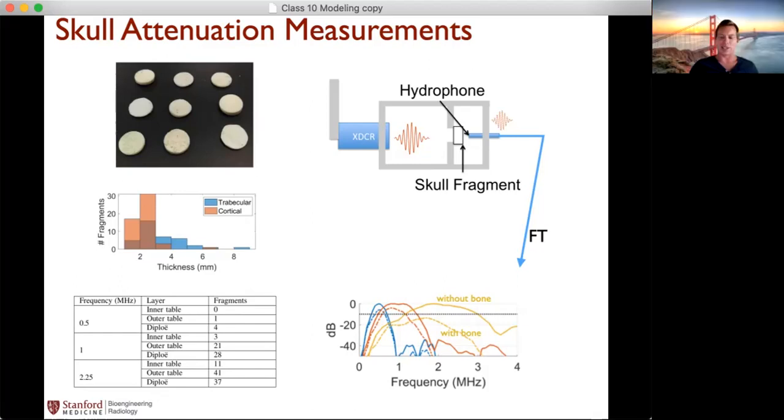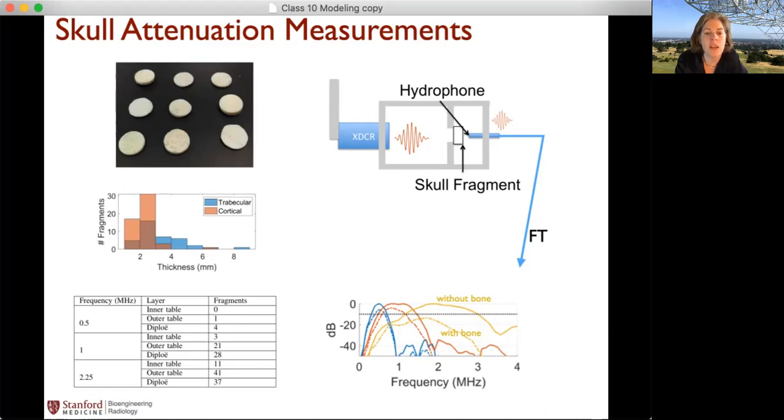And each color here is representing a different skull fragment? Nope, each of the colors here, this is one fragment, and we did these measurements 3 times over with 3 different transducers with 3 different center frequencies. So the yellow one had a center frequency at 2.25 megahertz. The red one was 1 megahertz, and then the blue one is 0.5 megahertz.